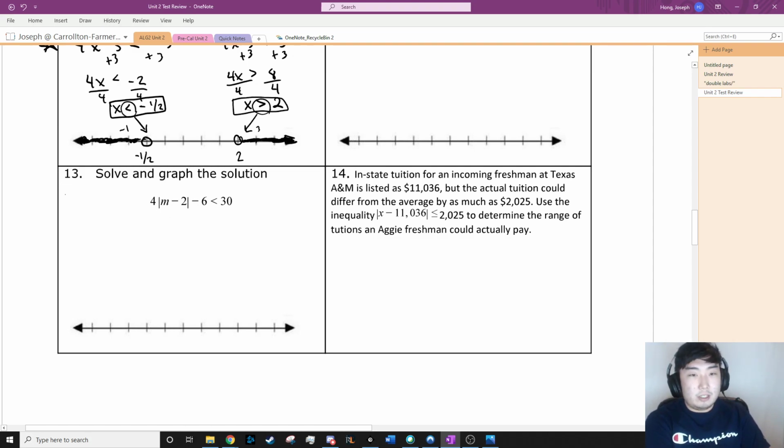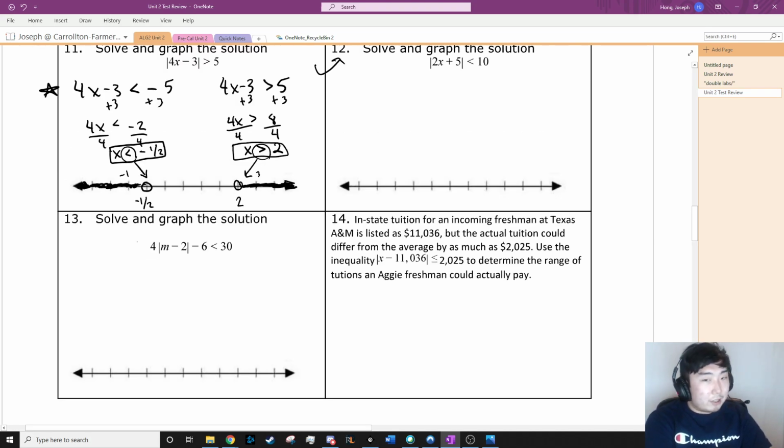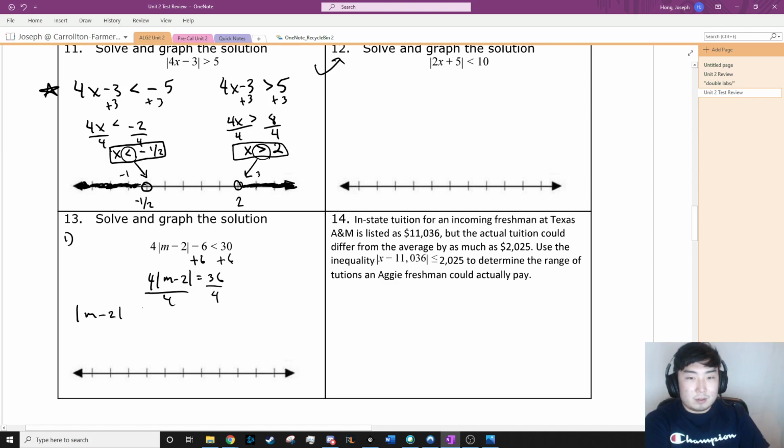Because 13, it's hard because I have these things next to my absolute value. My absolute value is not alone, so I need to apply step 1. Which really isn't that hard, it's just more work. You just have to understand that you do need to know what steps to take first. So 4 times the absolute value of n minus 2 is equal to 36. Divide by 4. Absolute value of n minus 2 is equal to 9.